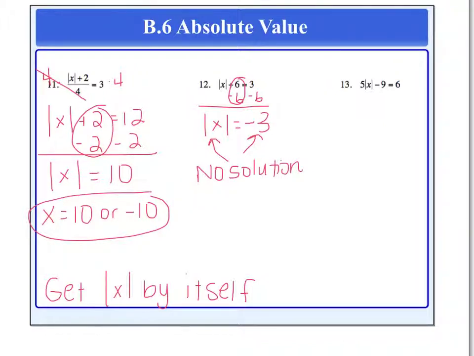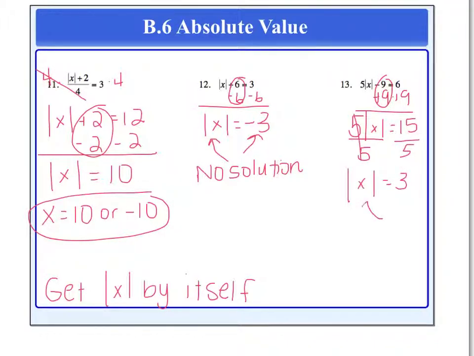Over here, get that absolute value of x by itself. We're first going to add 9. So we get 5 times the absolute value of x equals 15. Divide by 5. And absolute value of x equals 3. So what numbers could we plug in that have a distance of 3? That would be x could equal 3, or x could equal negative 3.